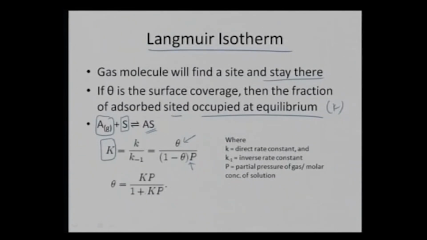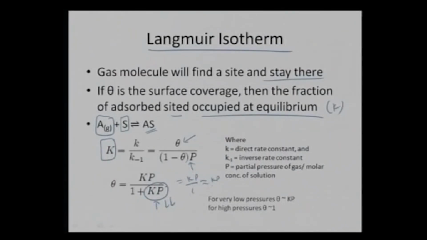So from this we can directly see that for very low pressures, when I have P very low, I get overall theta which becomes equal to Kp, because once this term is very low, this becomes Kp by 1, and this is again nothing but equal to Kp.